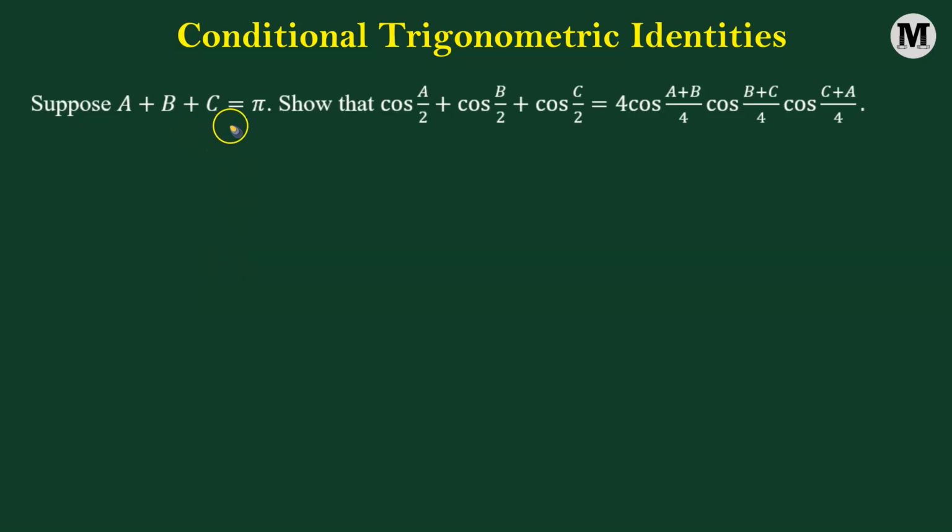Suppose a plus b plus c equals pi radians. We need to show that the following trig identity is true. Now this given trig identity is a conditional trig identity.